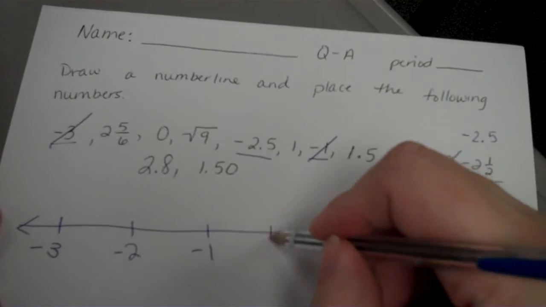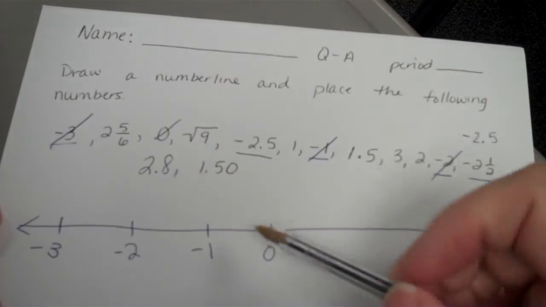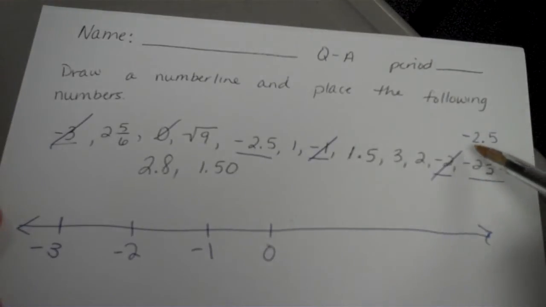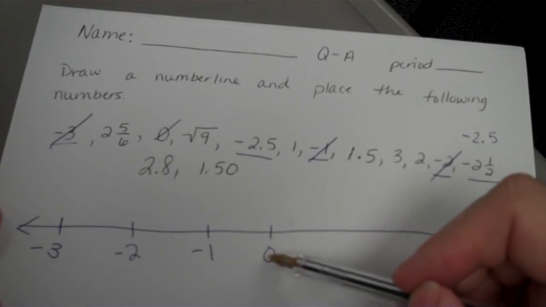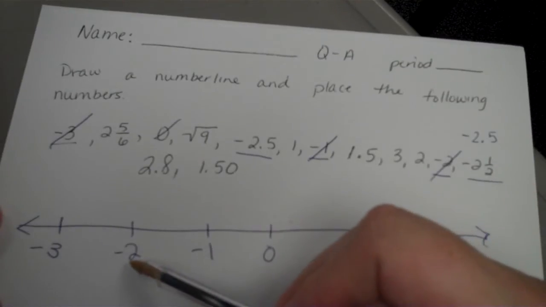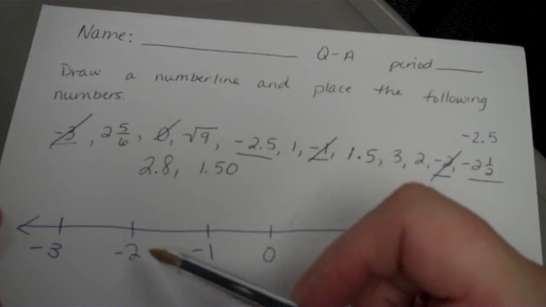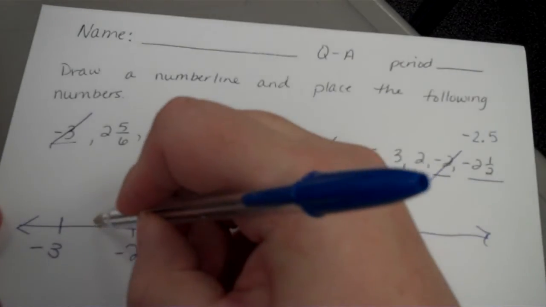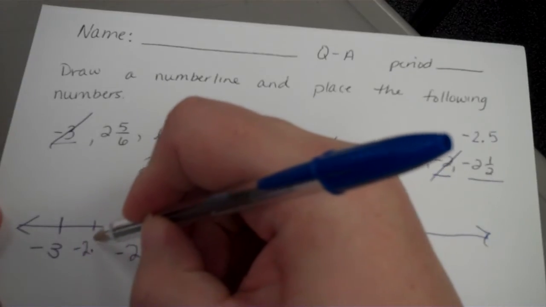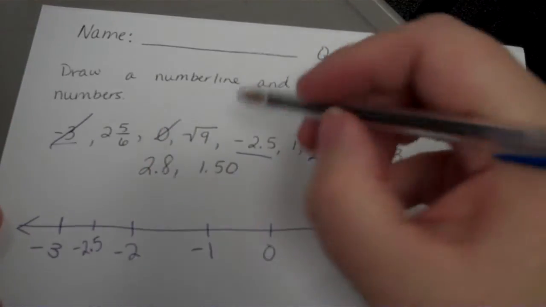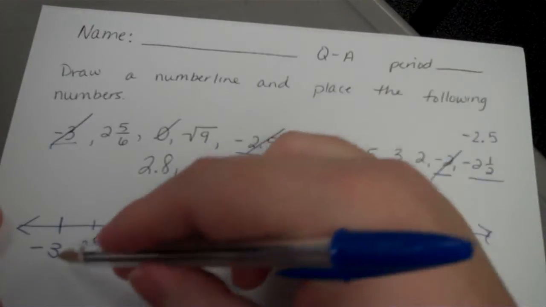So as I look at my number line, I'm going to put my 0 in. Does -2.5 fit between -1 and 0? No, because it's -2, so it's bigger than -1. Does -2.5 fit between -2 and -1? No, because it's -2 and a half, so it's bigger than -2. So I'm going to go on the other side, and it's going to go in here between my -3 and my -2.